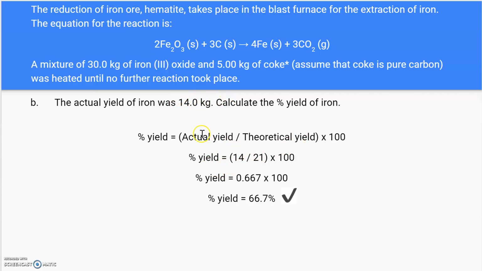So we divide 14 by 21, and as the units are both in kilograms, that's fine to leave it like that because we're going to get a percentage. We divide 14 by 21, multiply times 100, and we get that the percentage yield of iron in this reaction is 66.7%. That would be part B of the exercise, and that would finish the problem.